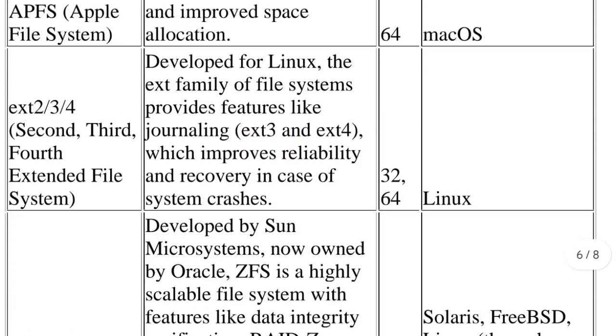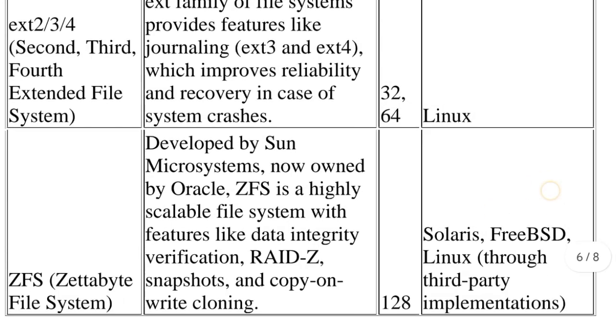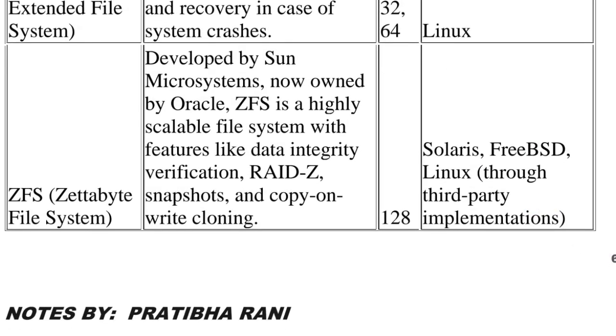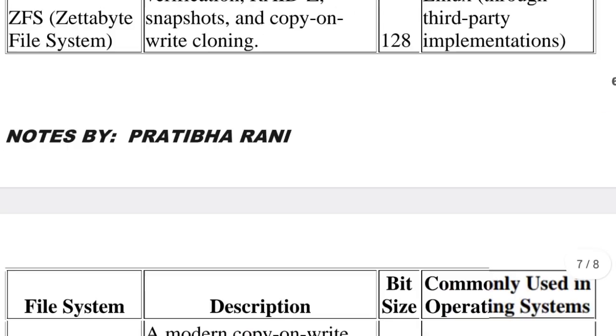Then another one is ext2, ext3, ext4, the second, third, and fourth extended file systems. They are extended versions of the earlier file system, okay, which is used by the Linux operating system. They have a bit size of 32 and 64. Then ZFS, zettabyte file system. This is developed by Sun Microsystems and now owned by Oracle, okay, and has a bit size of 128. It is used by which kind of operating systems? FreeBSD, Linux and Solaris operating systems.